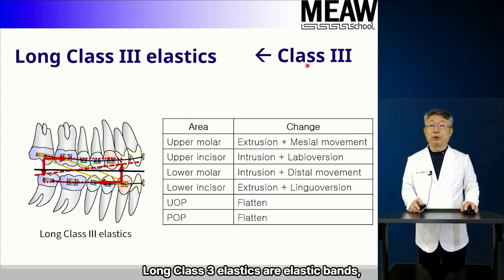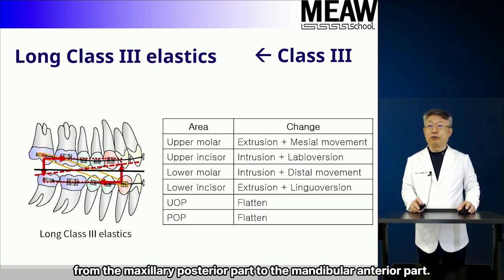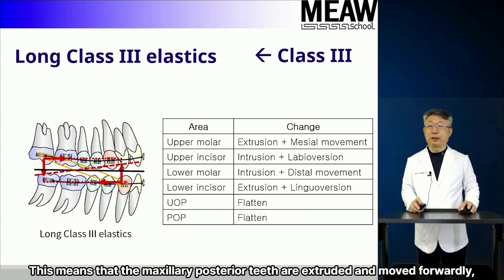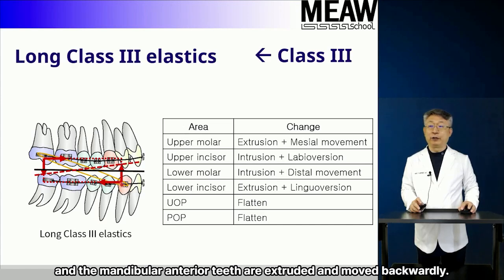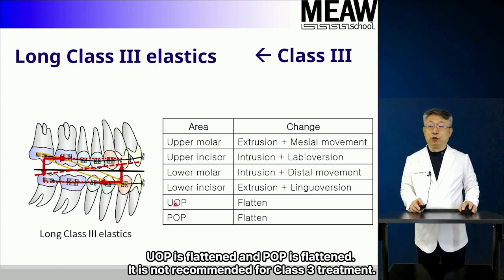Long Class 3 elastics are elastic bands from the maxillary posterior part to the mandibular anterior part. This means that the maxillary posterior teeth are extruded and moved forwardly, and the mandibular anterior teeth are extruded and moved backwardly. UOP is flattened and POP is flattened. It is not recommended for Class 3 treatment.